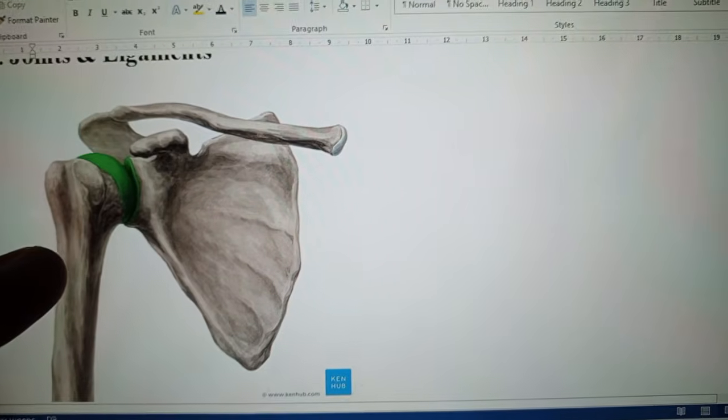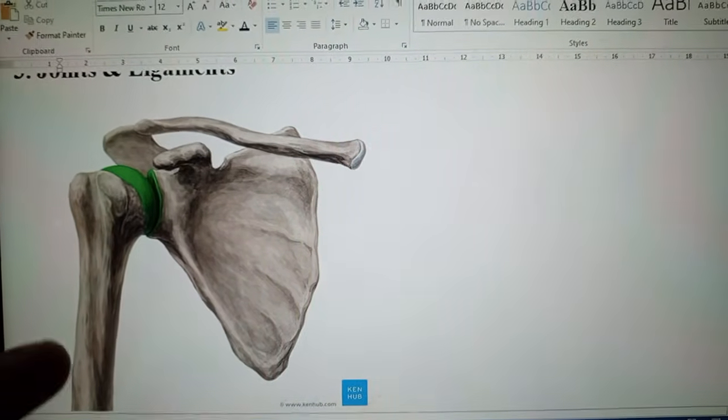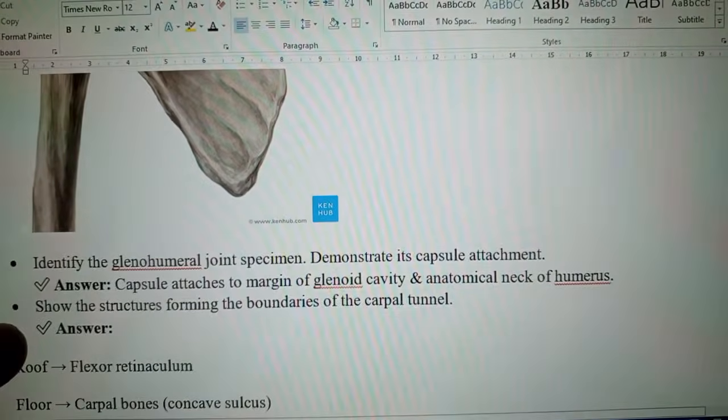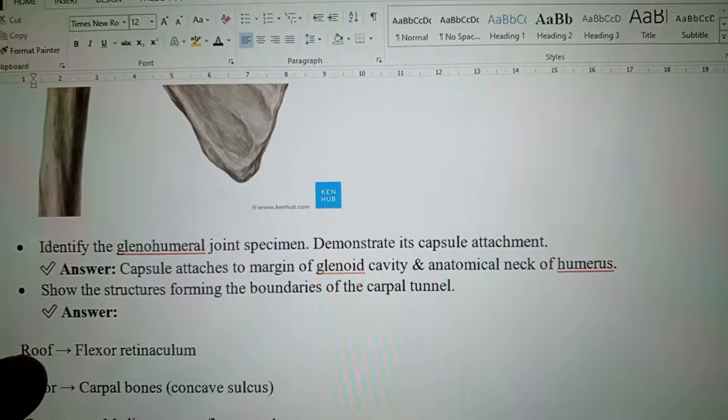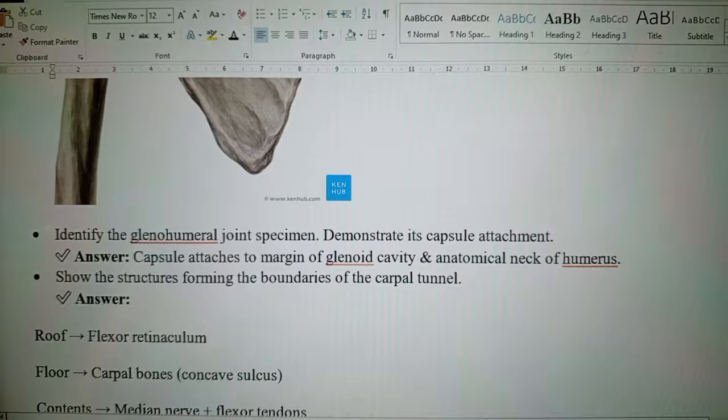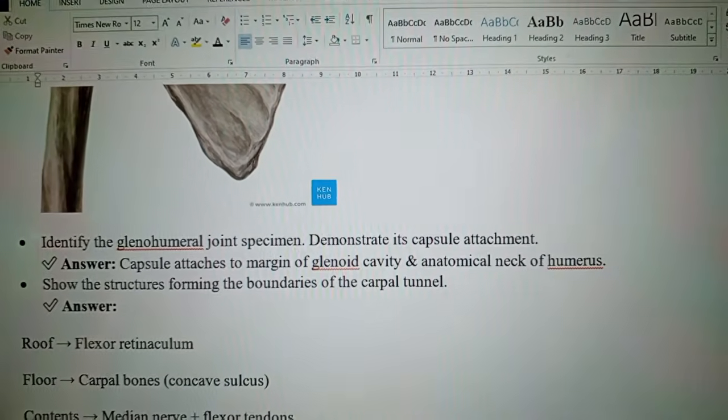This is the shoulder joint, or you can say the glenohumeral joint. The glenohumeral joint specimen: the capsule attaches to the margin of the glenoid cavity and the anatomical neck of the humerus.